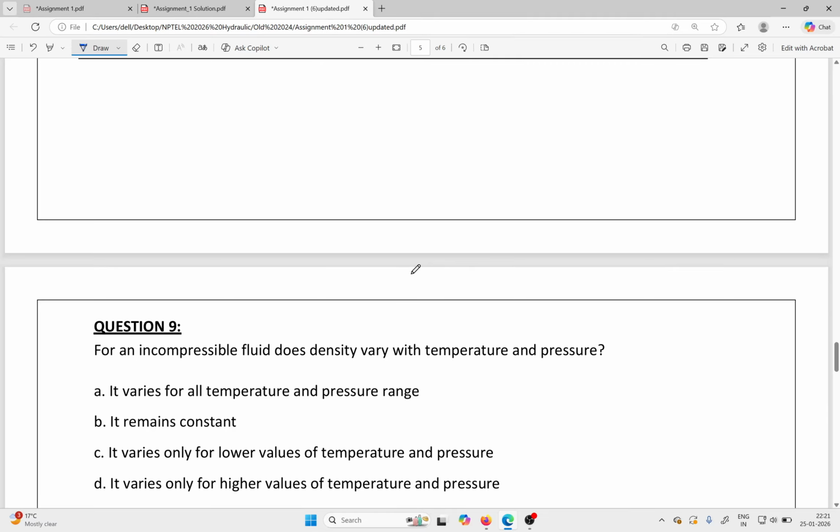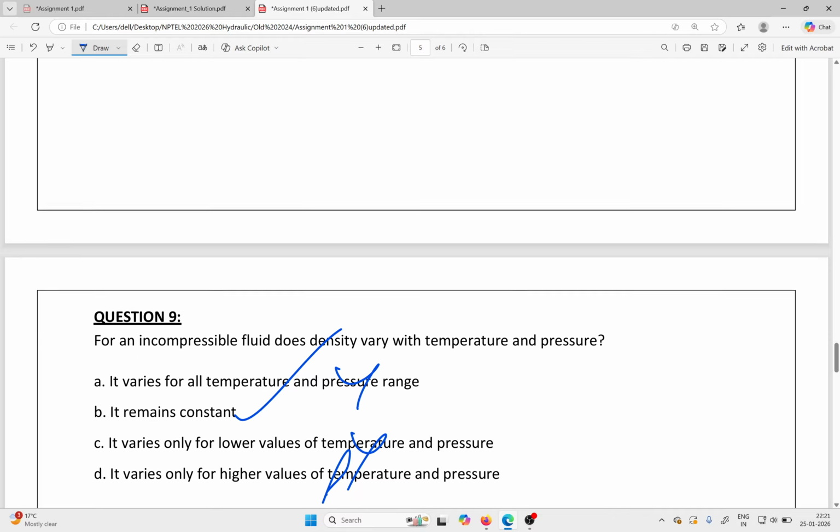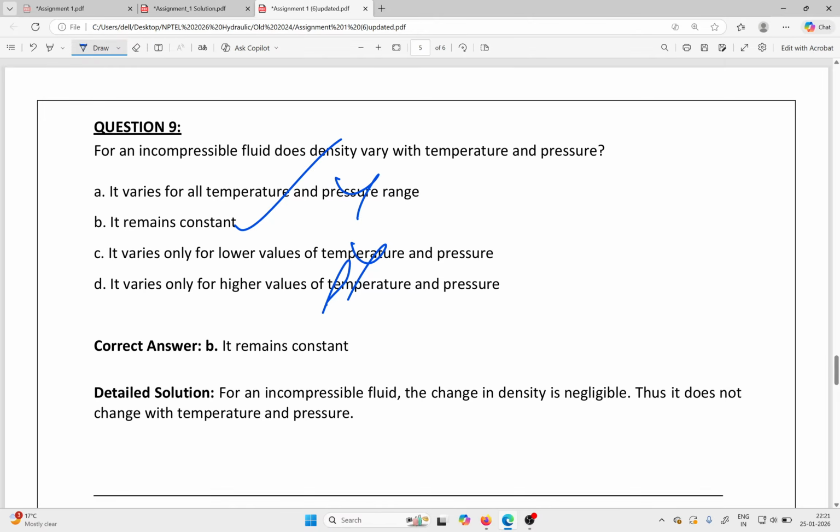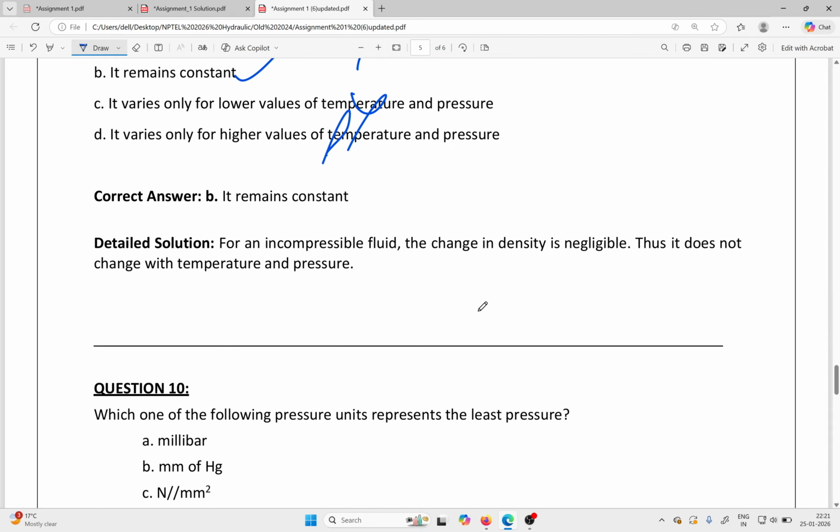For an incompressible fluid, does density vary with temperature and pressure? For incompressible, okay. The similar question we have seen already. So it varies for all temperature and pressure range is wrong. It remains constant. It varies only for lower values of the temperature is wrong, you know already. The option B is correct for this question. For incompressible fluid, the change in density is negligible. Thus, it does not change with temperature and the pressure. Next question.